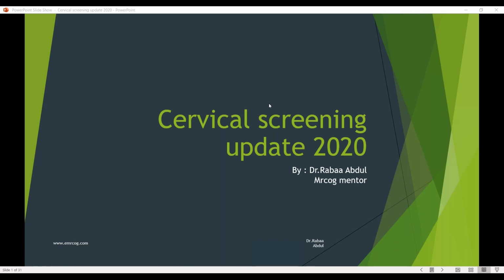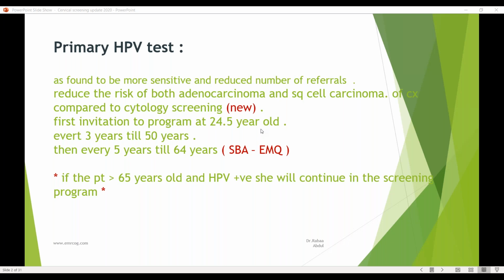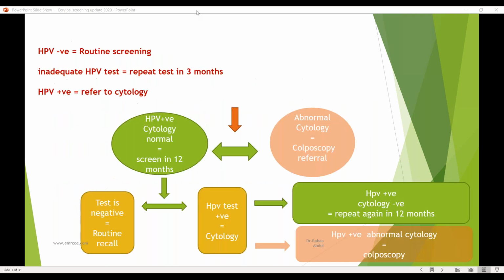Second, we will apply some basic concepts. Those basic concepts will be the key to the answer. So I will start by revising the most basic fact from cervical screening, which is that it now starts with the human papillomavirus test, and this is the primary testing. When the human papillomavirus test comes back negative, what shall you do for the patient? When it comes back positive, what shall you do? And when it comes back inadequate, what shall you do? These are the basic facts we will cover today.